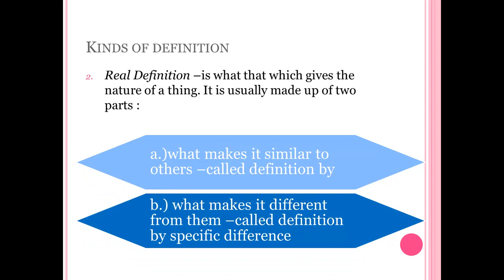So let's have an example. A square is a rectangle with four equal sides. The genus: a square is a rectangle. And its specific difference from other rectangles is its four equal sides.